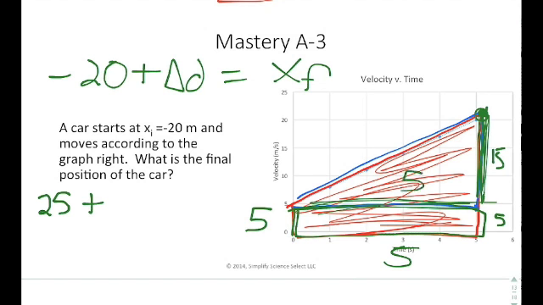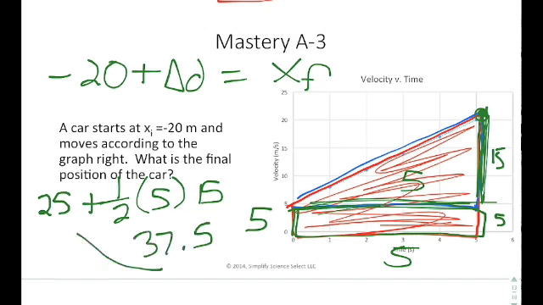So you would do 1/2 base times height. Whenever you do this, you go ahead and put it in your calculator: 0.5 times 5 times 15, and it gives you a value of 37.5, which you then have to add to the original 25. So that means our total displacement is 62.5 meters.